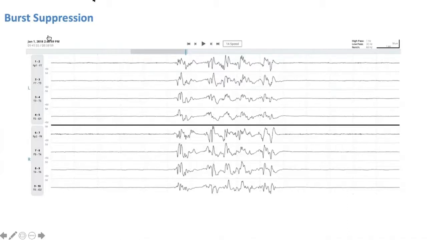Next slide. When do you start getting worried about burst suppression, and when do you think the patient is going into status?